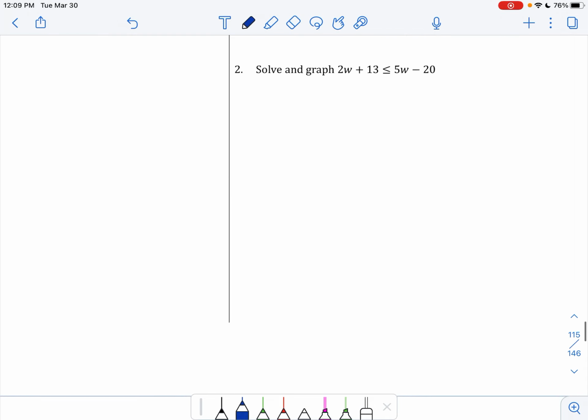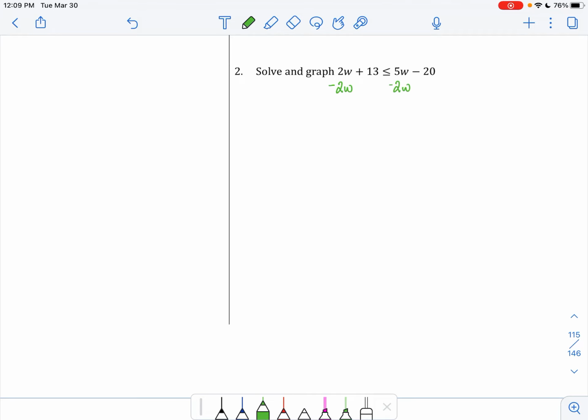Now let's look at an example where the variables are on both sides. So what I'm going to do is just like before. I'm going to subtract the other side's w term so that I don't have this problem. When I do that, I end up with 13 is less than or equal to 5w minus 2w, which is 3w minus 20. Now that we have the variable a single term, we can solve, which in this case I'm going to add 20 to both sides. So then 33 is less than or equal to 3w.